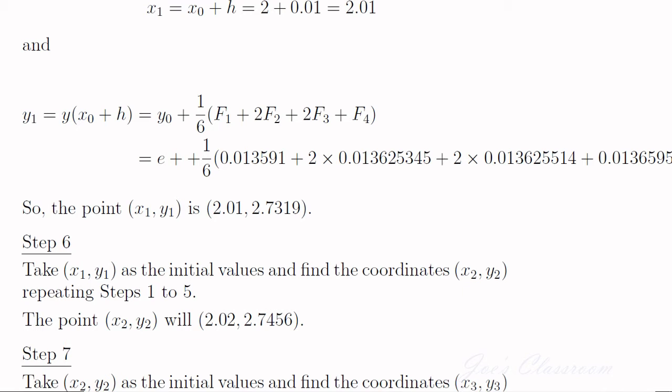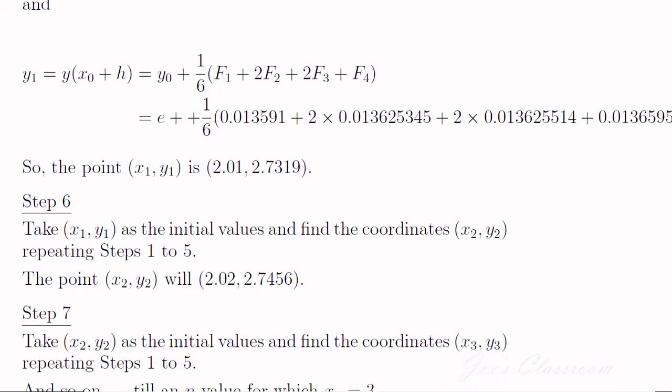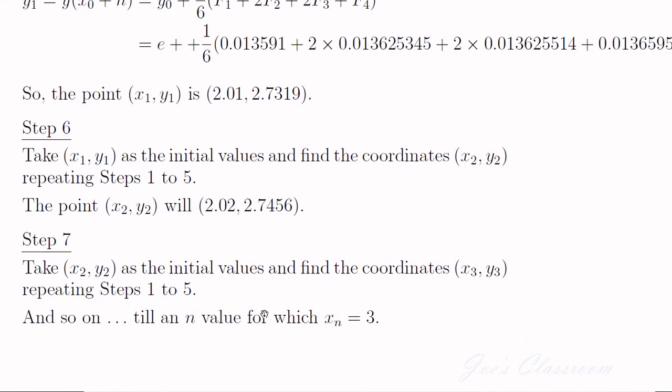What you need to do is just take x1, y1 as the initial values and proceed in the same way as we did in steps 1 to 5. You will be getting x2, y2. The new point will be 2.02, 2.7456, and proceed in the same way.